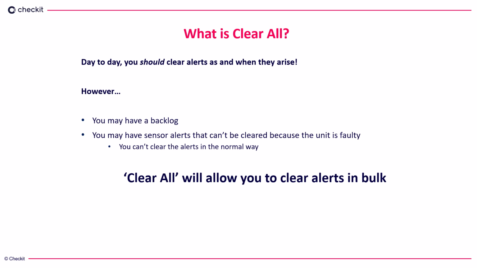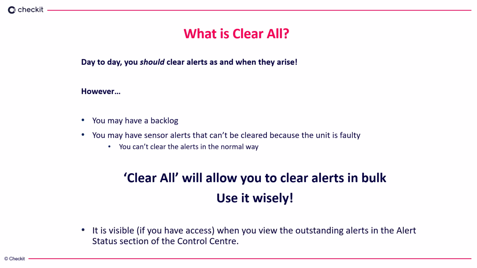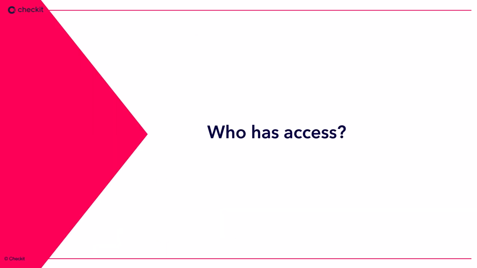Using the clear all function will allow you to clear alerts in bulk. However, it should be used wisely, and I'll be telling you why later. The clear all button can only be seen when you view the alerts in the Control Center Alert Status screen, and it's only visible to people with a specific role or roles. But which of the roles have access?